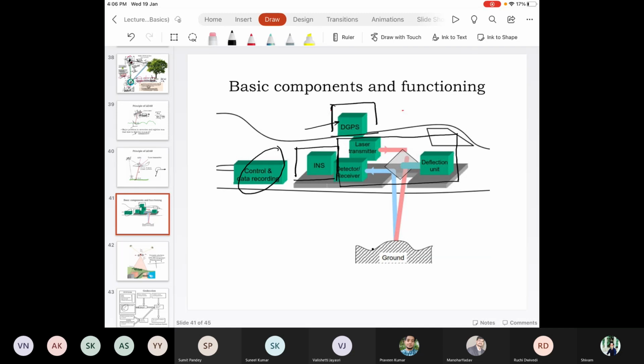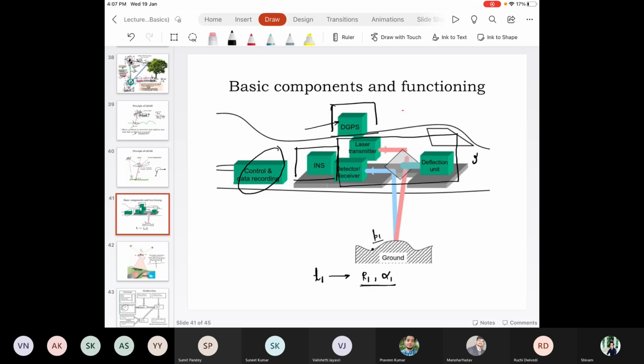Let's say somewhere here we have a point P1. Corresponding to the point P1 observation, what is happening? There are multiple sensors and they are recording their own data. So let's say at time T1, corresponding to point P1, a laser scanner unit comprised of transmitter, receiver, and deflection unit records the range, that is the distance of point P1 from the laser source, and one angle alpha 1.